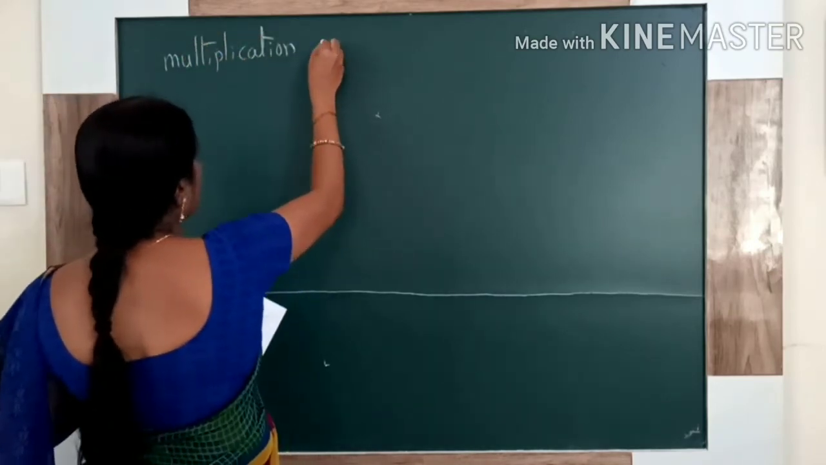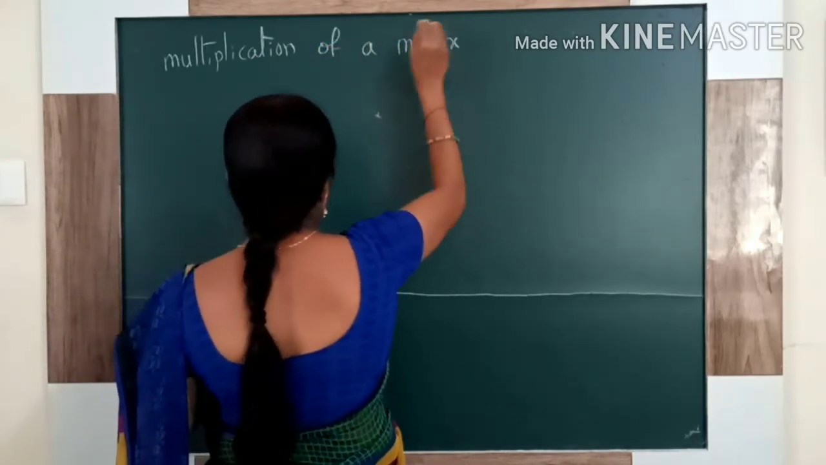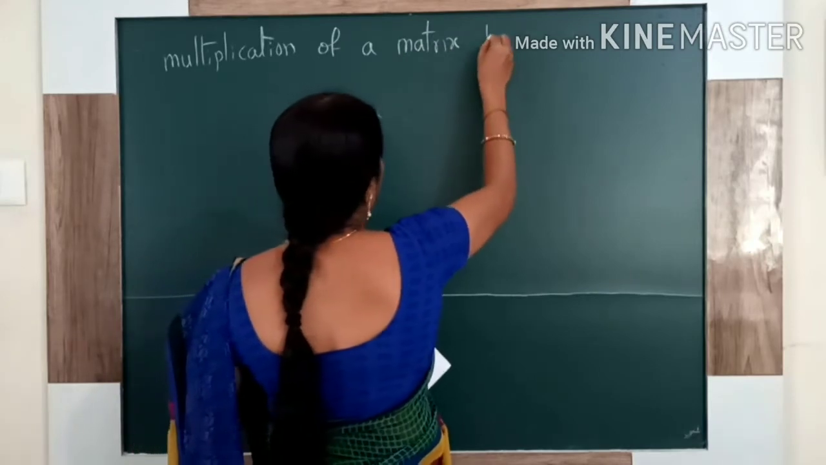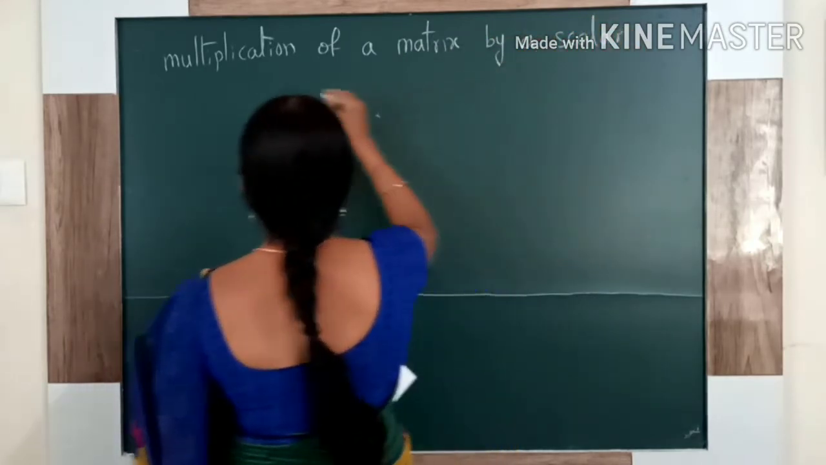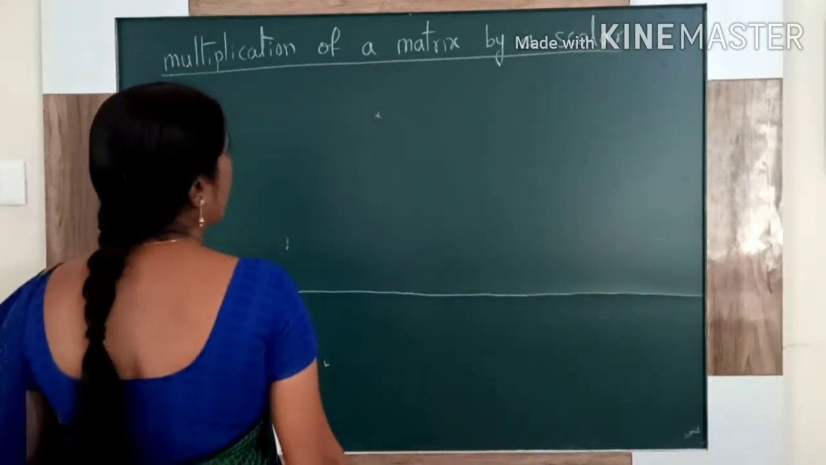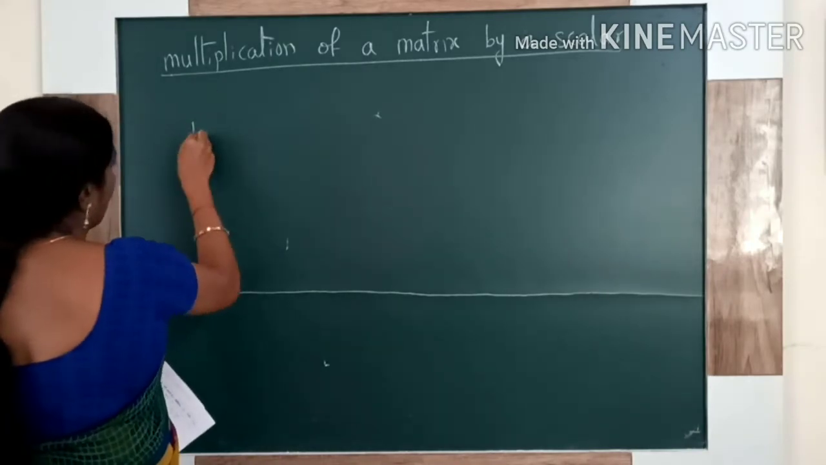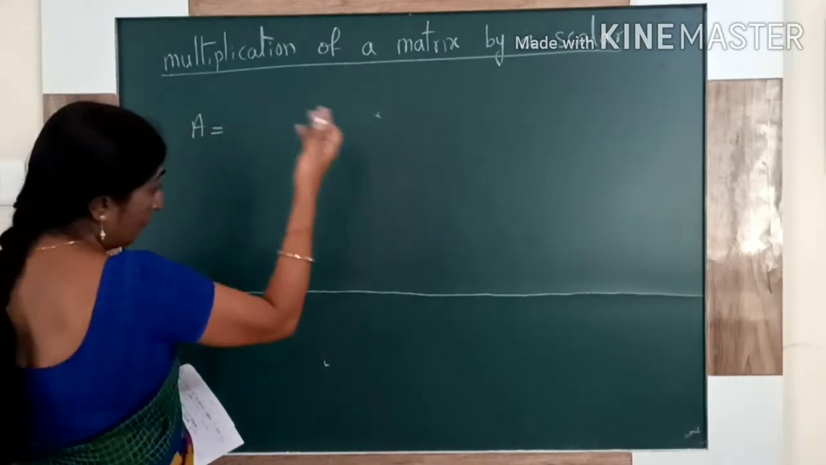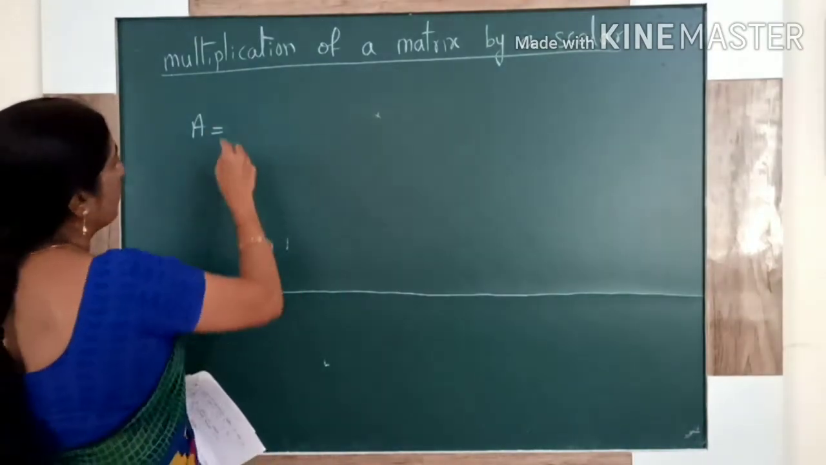Multiplication of a matrix by a scalar. Multiplication of a matrix by a scalar. So first I am giving you an example, then I am giving the definition, because if you understand it clearly, then the definition will be very simple.